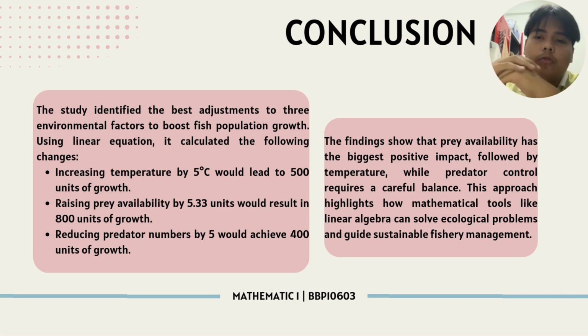Okay, so the conclusion of this linear equation is the study identified the best adjustment to 3 environmental factors to boost fish population growth using linear equation, and it calculated the following changes. Increasing temperature by 5 degrees Celsius would lead to 500 units of growth, and raising prey availability by 5.33 units will result in 800 units of growth. And third, reducing predator numbers by 5 would achieve 400 units of growth.